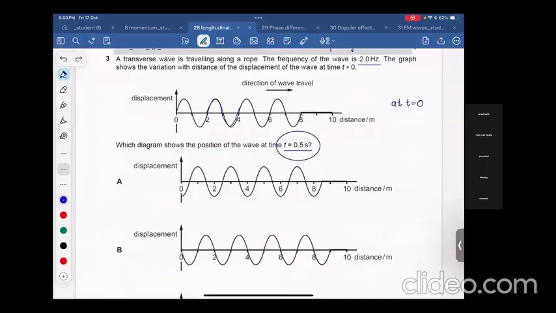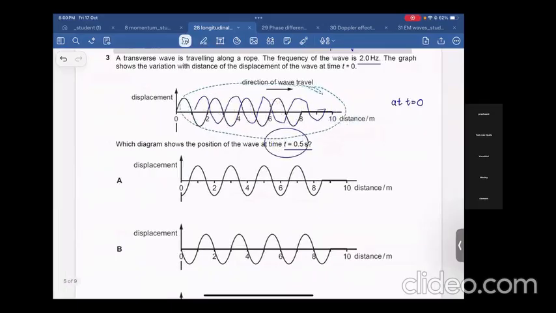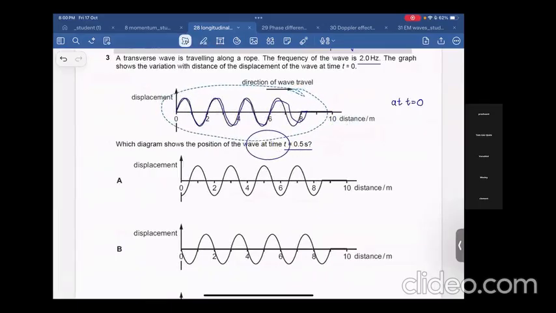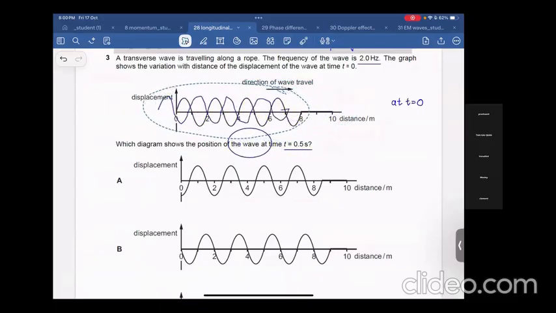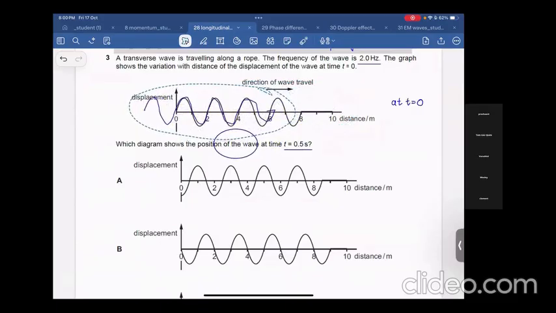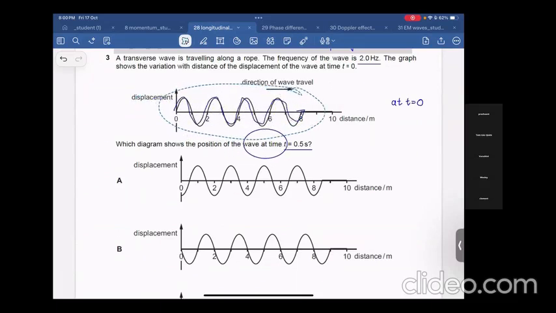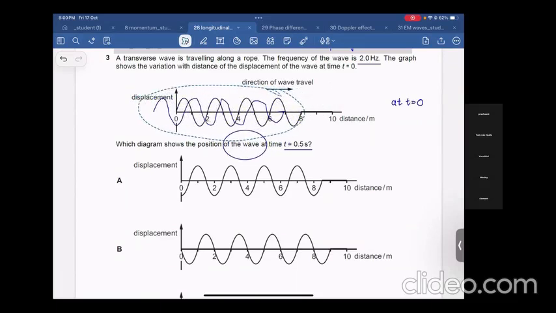For example, like this. Initially it's like this, so it starts to move. After 0.5 second, it will travel one complete wave. Can you see that? It's actually the same wavefront. The front one will come back. The whole wave will travel one complete wave after 0.5 second.